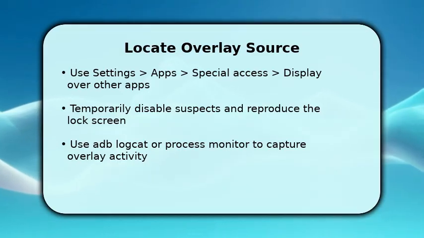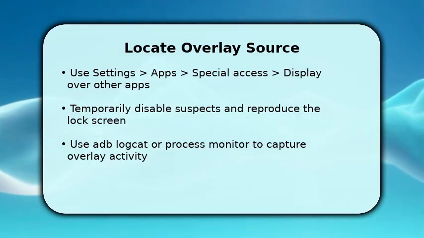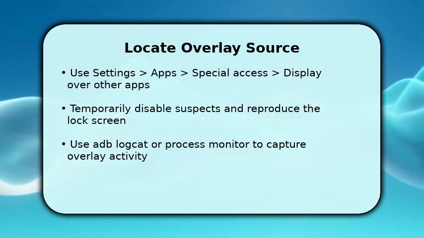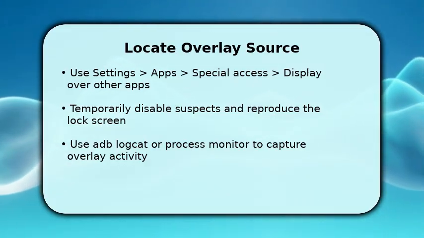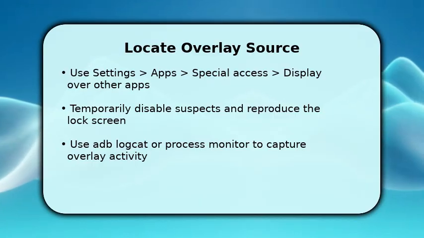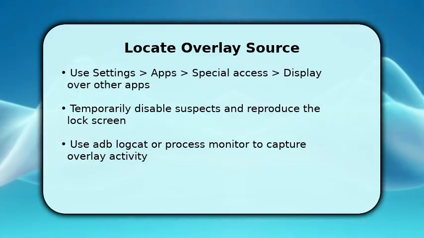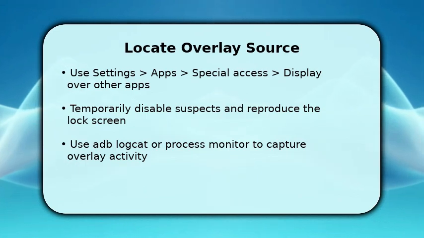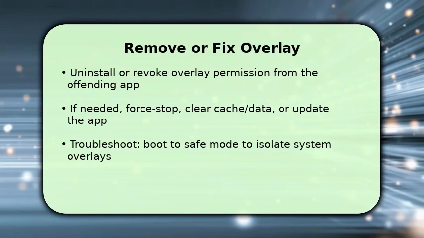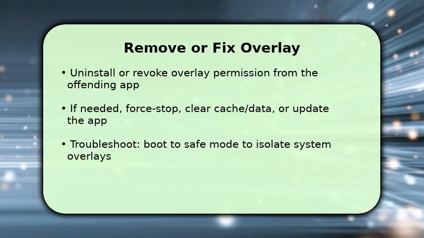If visual checks fail, run an ADB logcat or a process monitor to capture window and surface events while locking the device. The logs point to the package name creating the overlay. Make sure to document each change so you can revert. Finish by removing or fixing the offending overlay so the lock screen behaves normally.